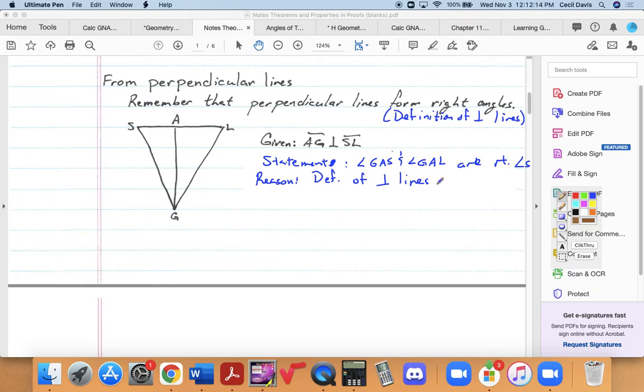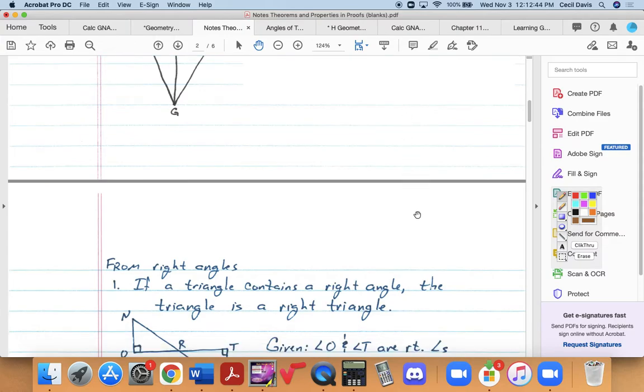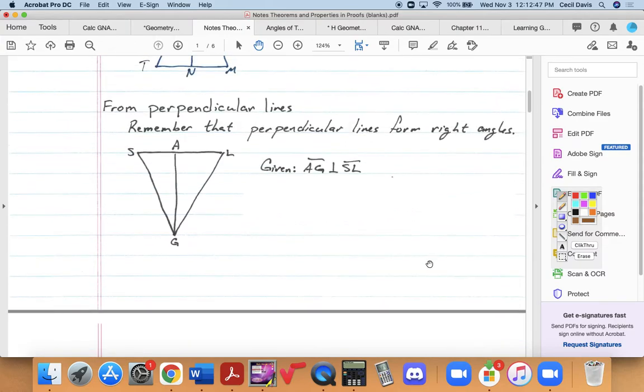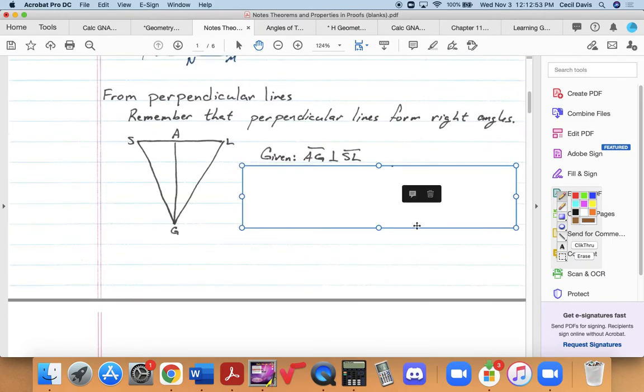What's that after, before statement? Where? Here? Yeah. That's RT. That's how I abbreviate right. If you ever have trouble reading my handwriting, I'm not offended. I use a lot of abbreviations and I don't always write very neatly. Okay, that's the reason. The reason was definition of perpendicular lines.